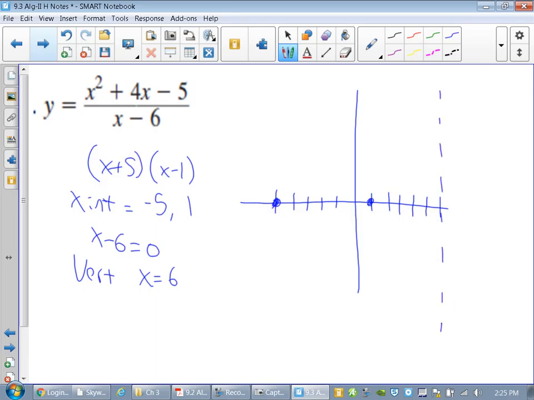Sorry, I realized I put the vertical asymptote at 7 because I counted 6 after the 1 by mistake.